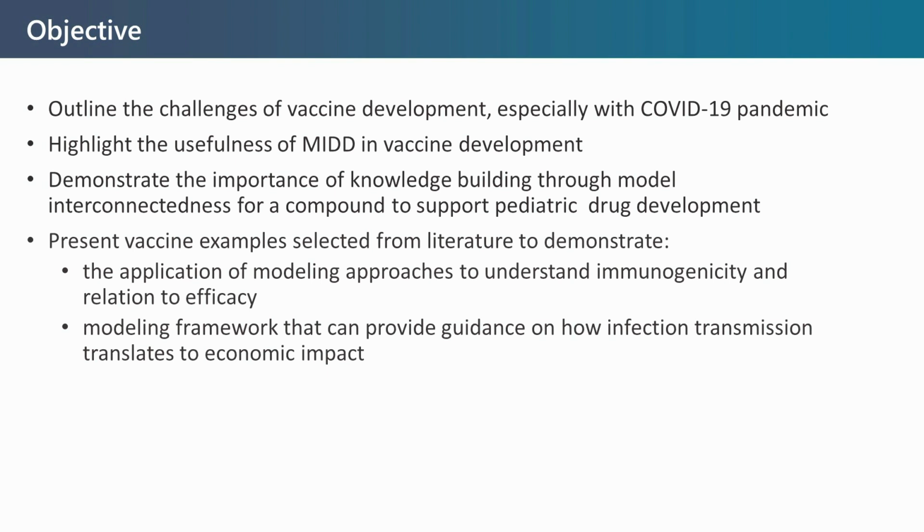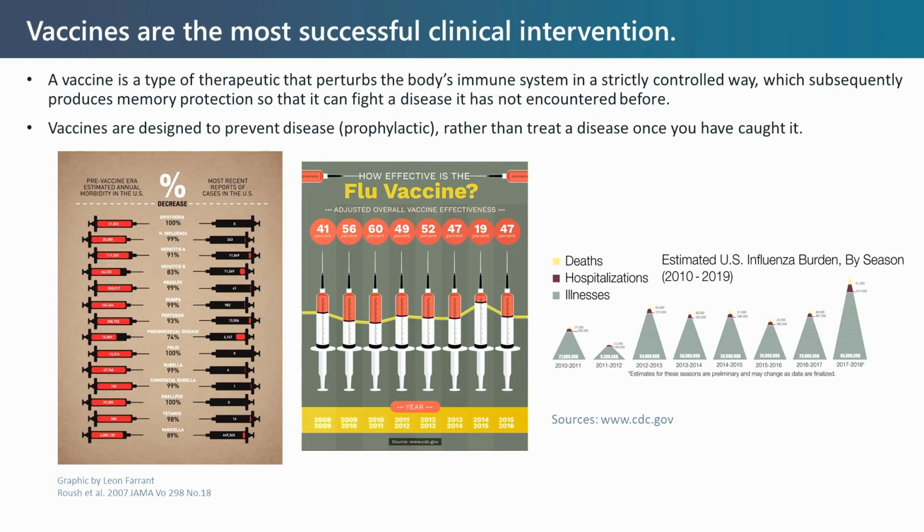A vaccine is a type of therapeutic that perturbs the body's immune system in a strictly controlled way, which subsequently produces memory protection so that it can fight a disease it has not encountered before. Vaccines are designed to prevent disease as prophylactics, rather than treat disease once you have caught it. Many of you have seen this graphic illustration on the left. Beyond a doubt, vaccines are the most effective medical intervention for saving human lives and preventing suffering. However, that doesn't mean we always get it right.